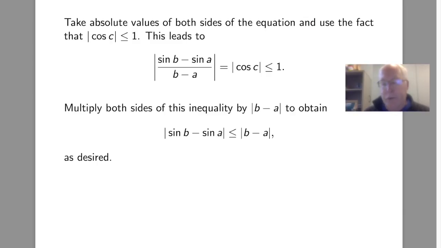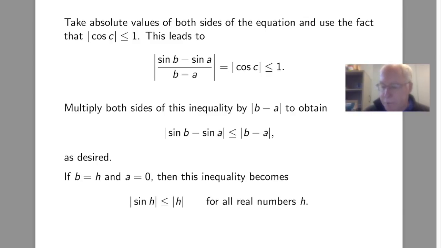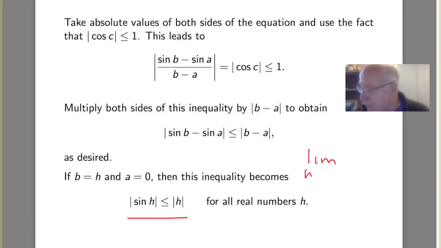And one very special case that's worth keeping in mind sometimes is this. If we take the special case where b is some number h and a is 0, so that the sine of 0 is 0, then this inequality reduces to saying that the sine of an angle h is never any bigger than h. And of course, we saw earlier that if we take the limit as h goes to 0 of sine h over h, this turns out to be 1.